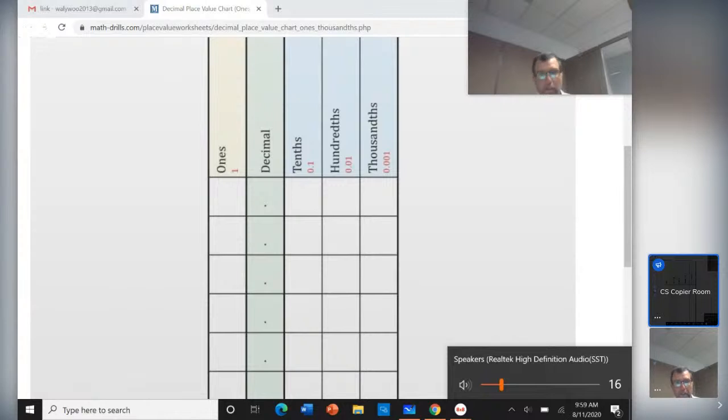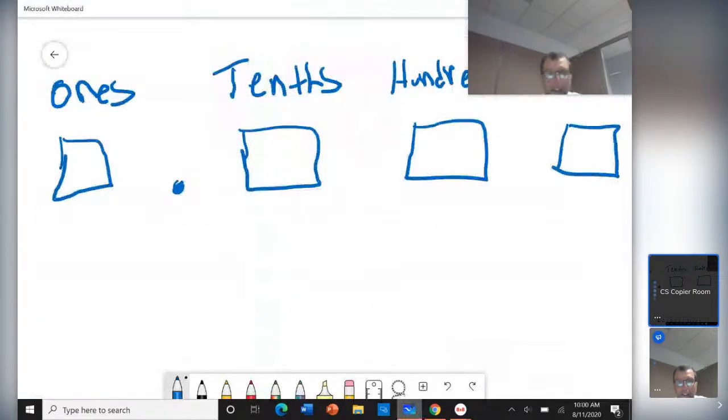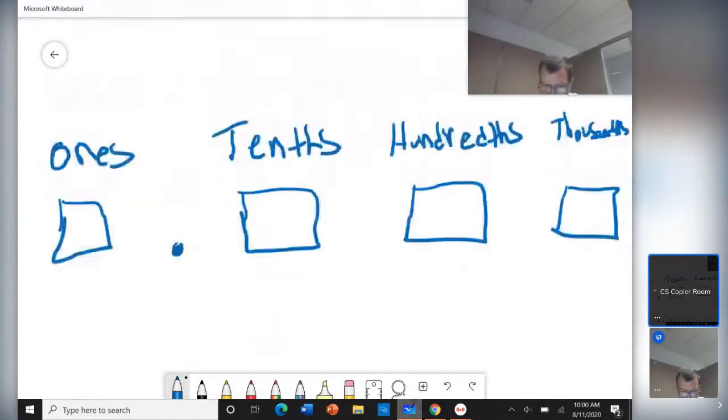We're going to work on place value today, especially with decimals. I've got this chart that'll show you what place value is. This one has the ones column, which is a whole number. Then you have the decimal, tenths, hundredths, and thousandths. And over here, I did the same thing.